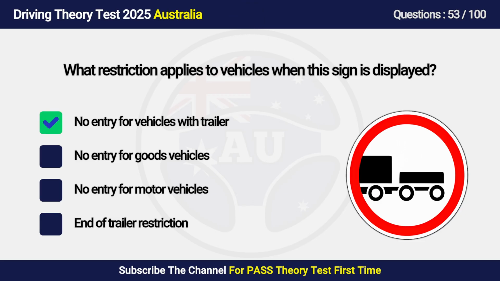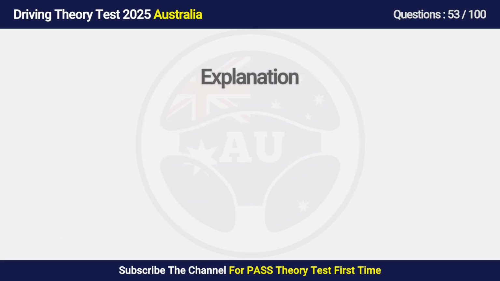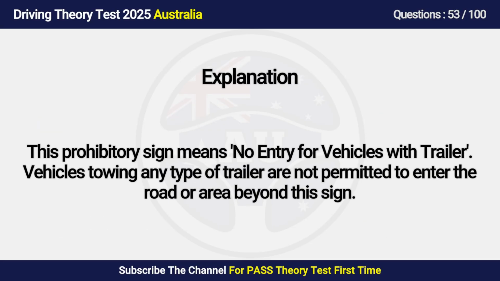Answer is A, no entry for vehicles with trailer. This prohibitory sign means no entry for vehicles with trailer. Vehicles towing any type of trailer are not permitted to enter the road or area beyond this sign.